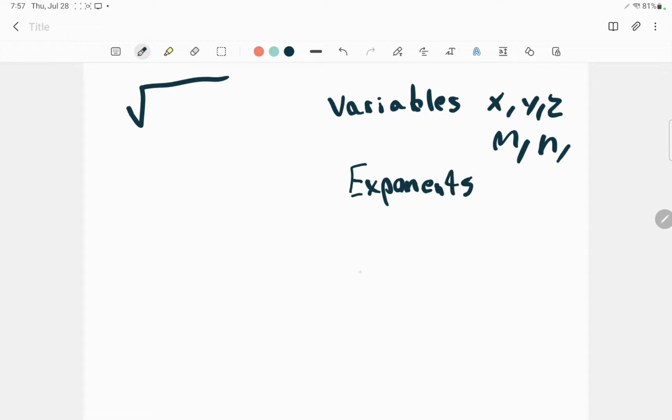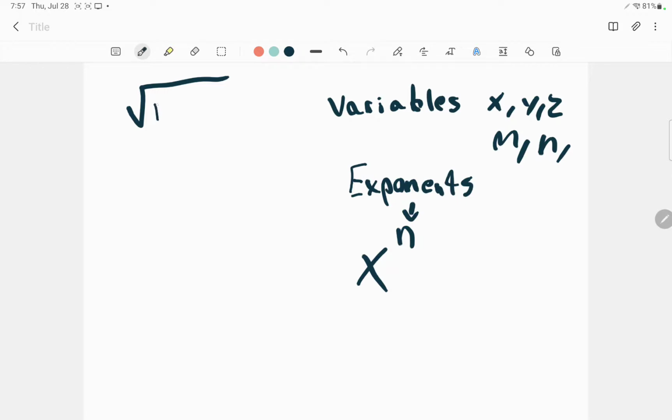Basically, an exponent is a number that sits right on top of X, usually represented by a smaller number. So we're going to have to work with those. But aside from that, we're going to be doing the same thing that we did last time.